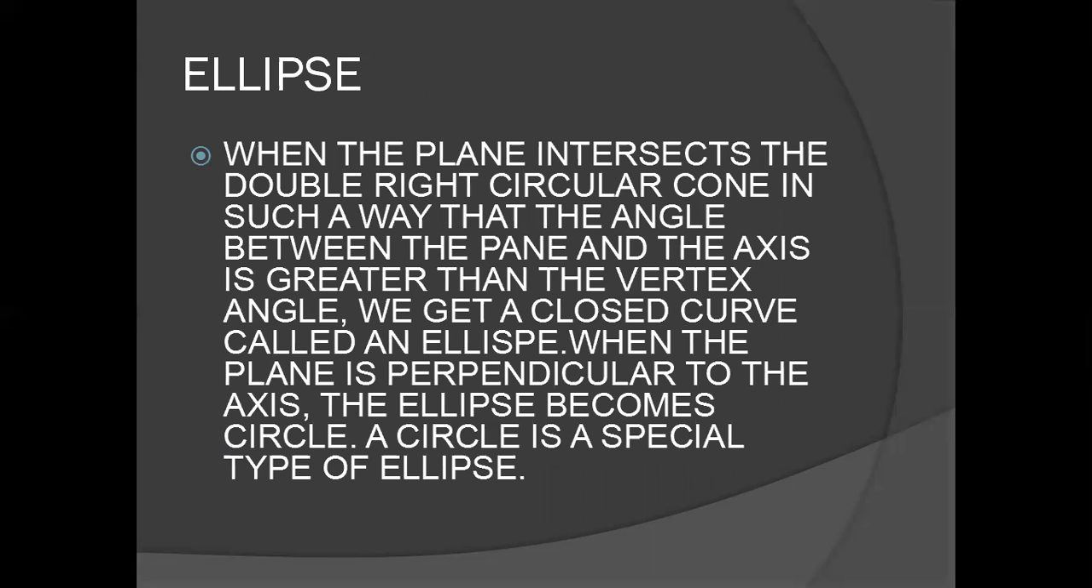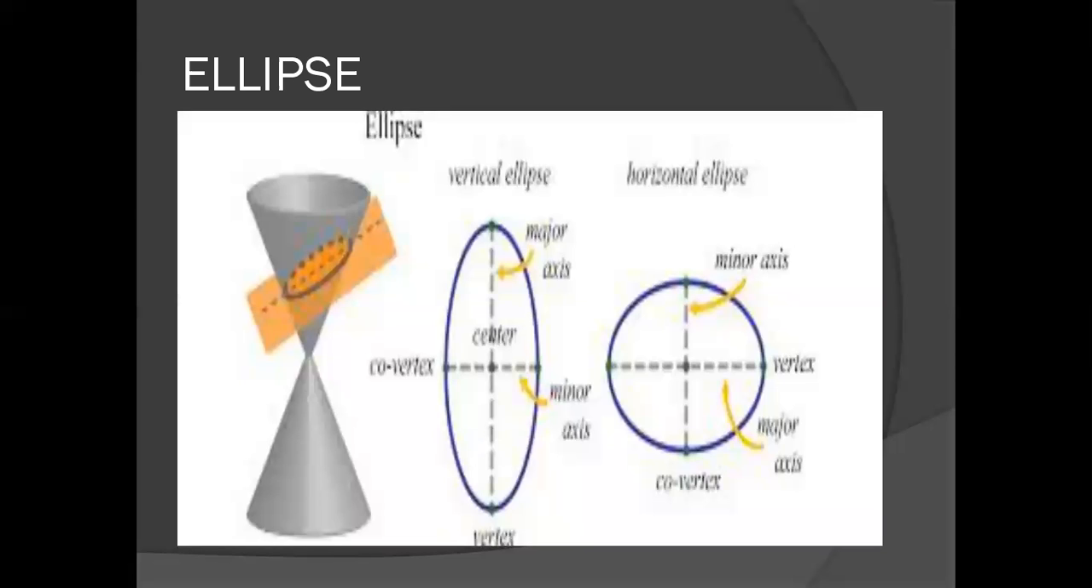Ellipse. When the plane intersects the double right circular cone in such a way that the angle between the plane and the axis is greater than the vertex angle, we get a closed curve called an ellipse. When the plane is perpendicular to the axis, the ellipse becomes a circle. A circle is a special type of ellipse. Here you can see the figure of an ellipse.